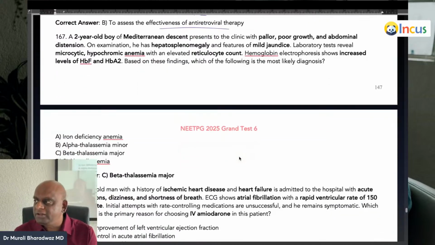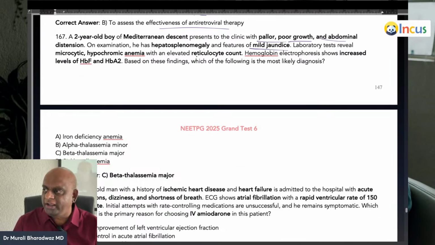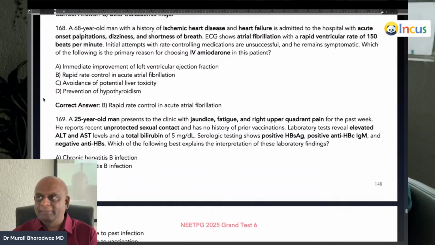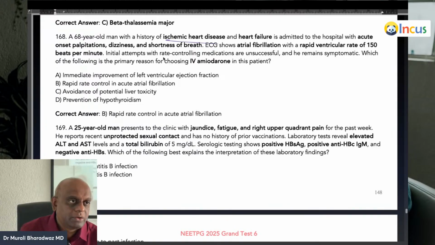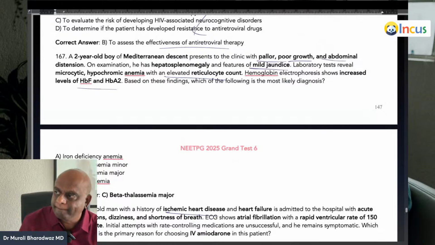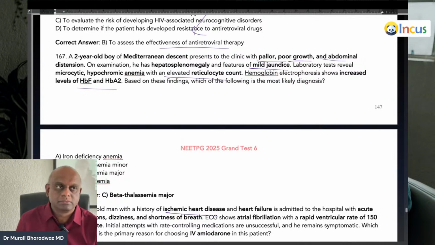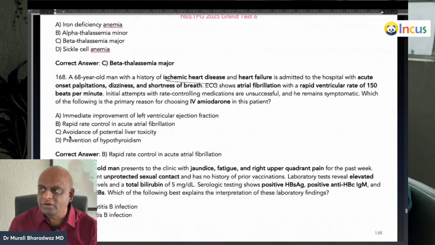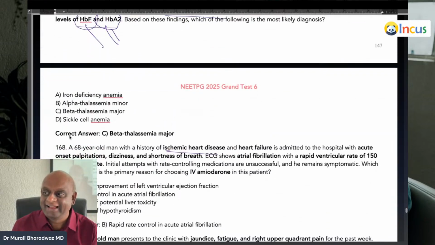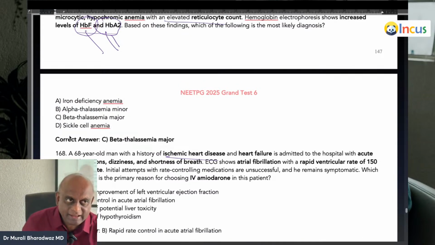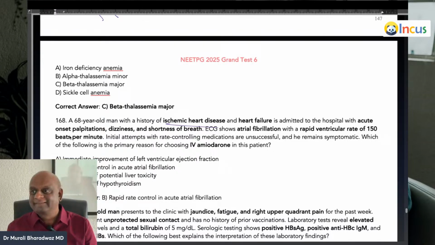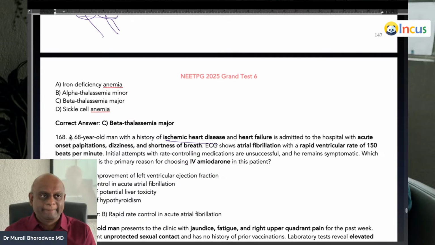A 2-year-old boy presents to the clinic with pallor, poor growth, jaundice, elevated retic count, HbF and HbA2 elevated. It is beta thalassemia major. Blood transfusion? Oh no. In beta thalassemia major, if you do electrophoresis, HbF and HbA2 will increase. That is the clue. What did you answer? But blood transfusion history will be given separately. There is a beta thalassemia. Okay.